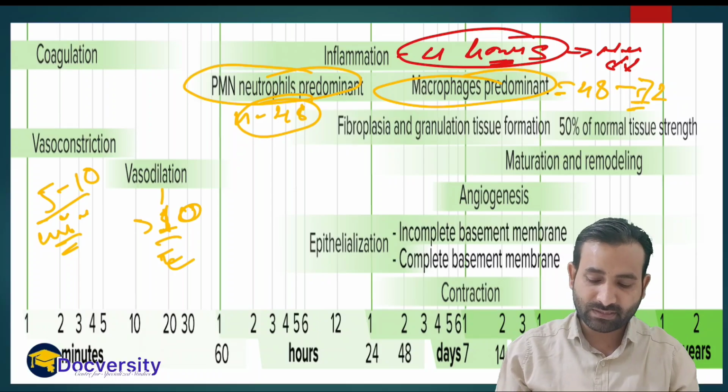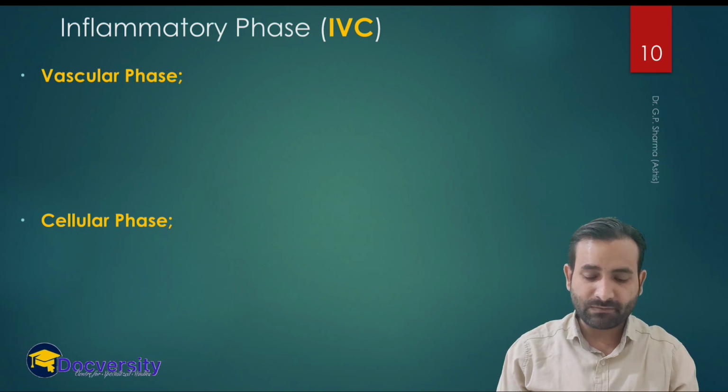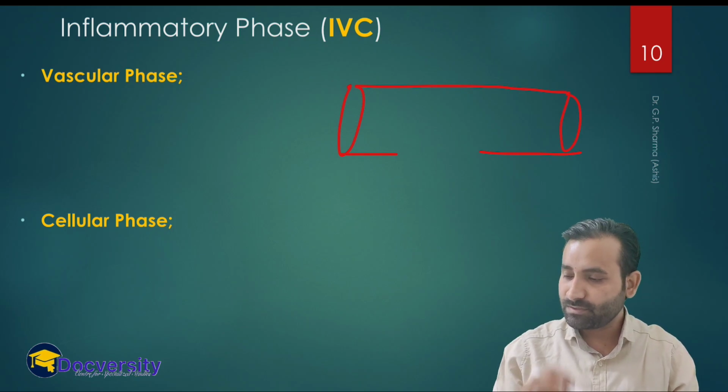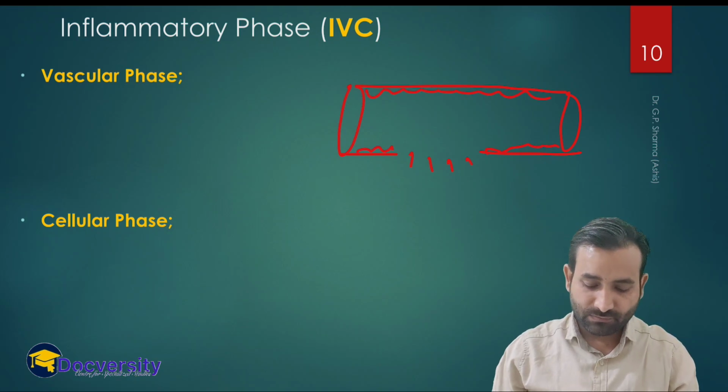So if you understand, right? And then the other processes are going on. So this is the inflammatory phase. So what happens in the inflammatory phase? Let's see one picture over here. If we have tissue injury, once we have the tissue injury, we'll have the bleeding. Once we have the bleeding, there will be the vasoconstriction.